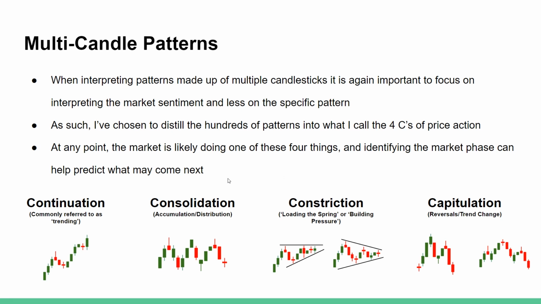So the 4 cycles are continuation, commonly referred to as trending price action; consolidation, which hits on the idea of accumulation or distribution by large players; constriction, which I like to think of as loading a spring or building pressure in the market; and capitulation, which marks a reversal or a change in trend. So with that, we'll get into each of these and go through them in detail.